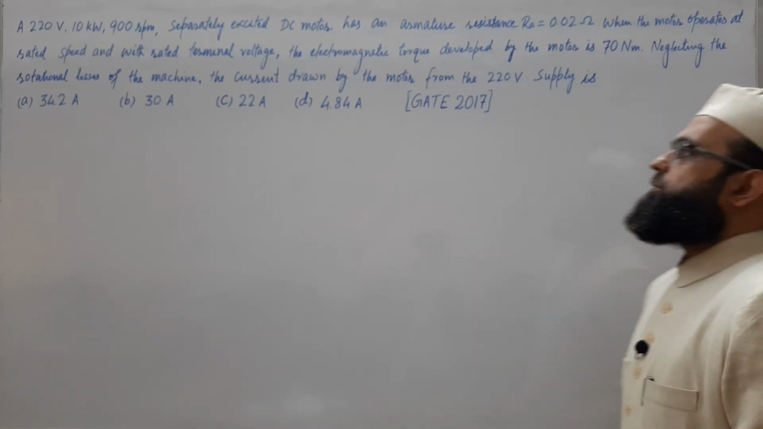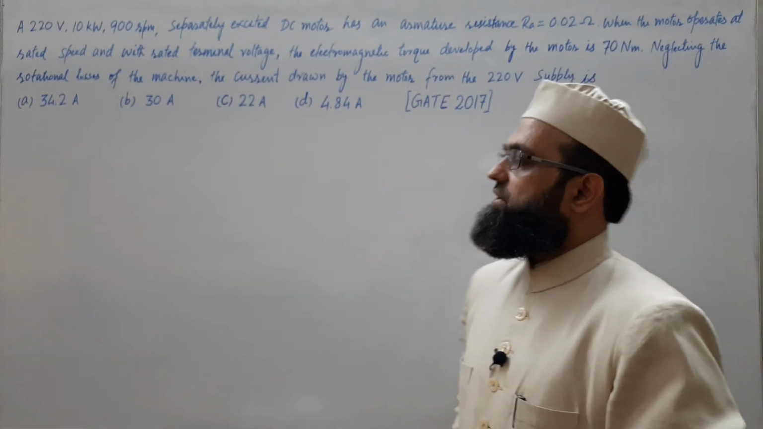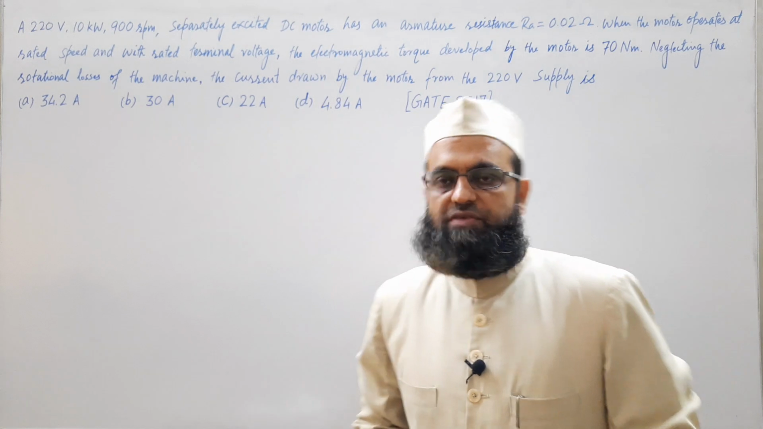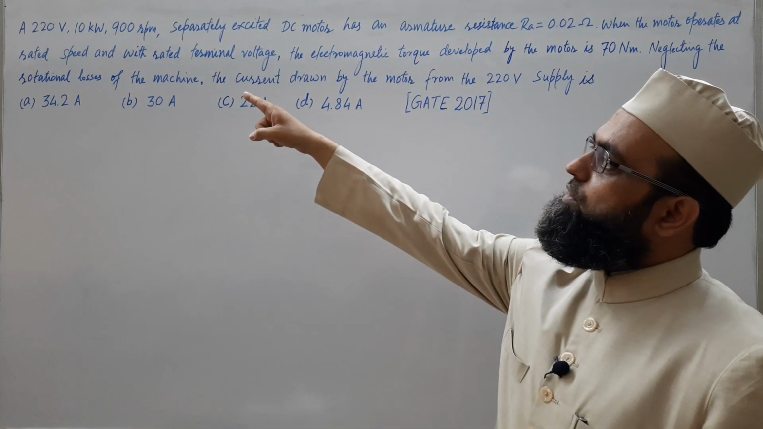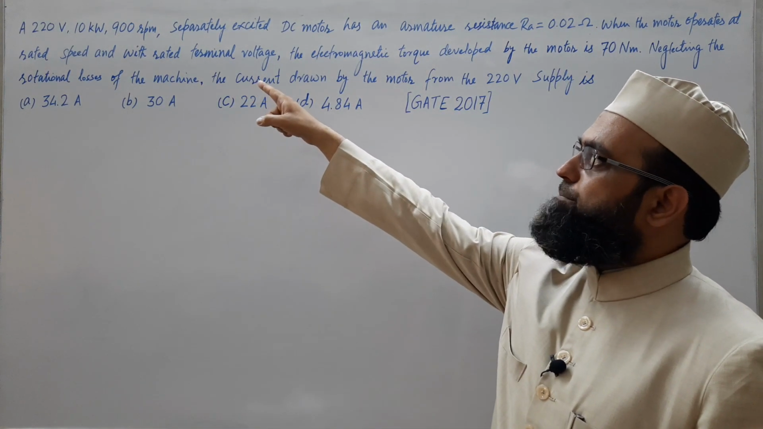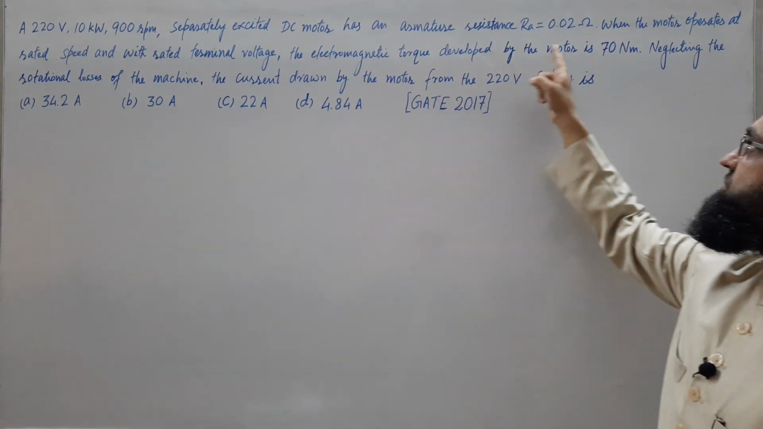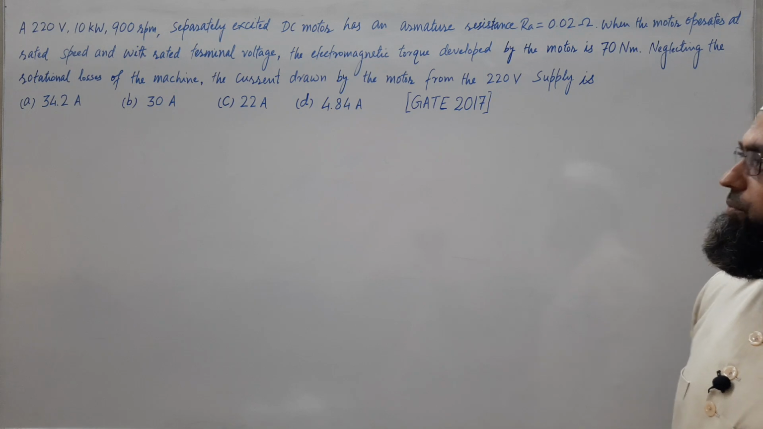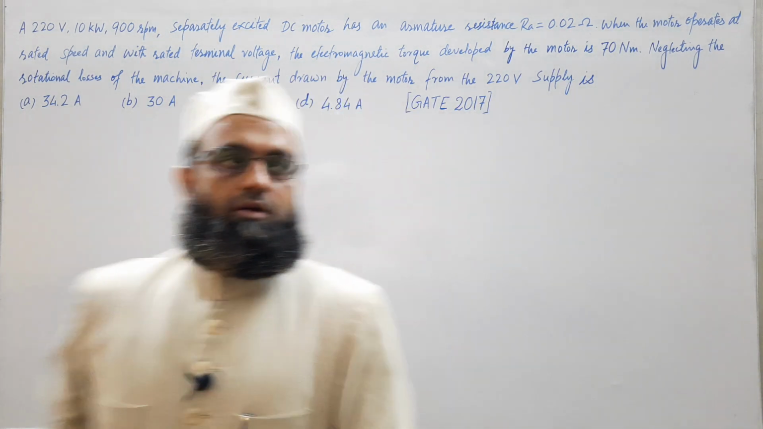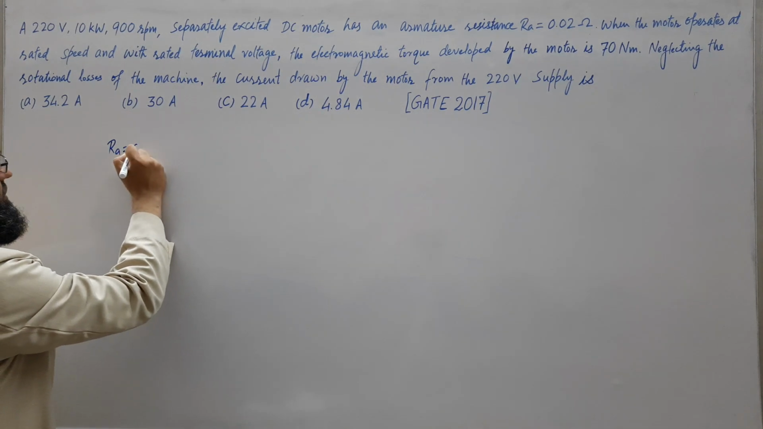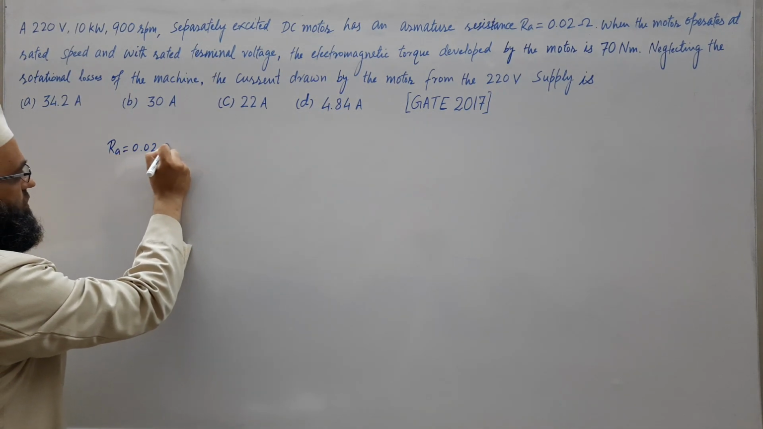Now we are going to solve this problem. This problem was asked in GATE 2017. It says that a 220 volt 10 kilowatt 900 rpm separately excited DC motor has an armature resistance of 0.02 ohm. So we may write Ra is equal to 0.02 ohm.